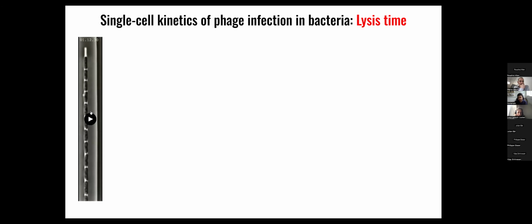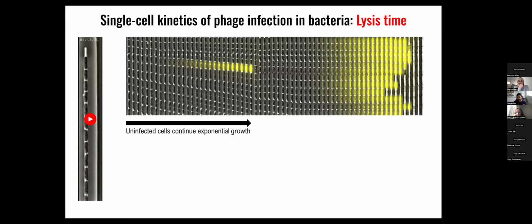From each of these trenches, we can quantify how the cells get infected, and then eventually at what time points they lyse away. You can see that during the first infection, all the other cells continue their exponential growth and division. So you can really treat the second round of infection as a stationary population, and compare the heterogeneity at the lysis time.